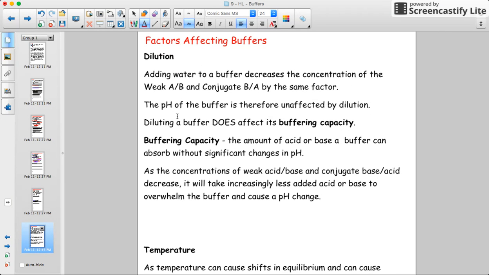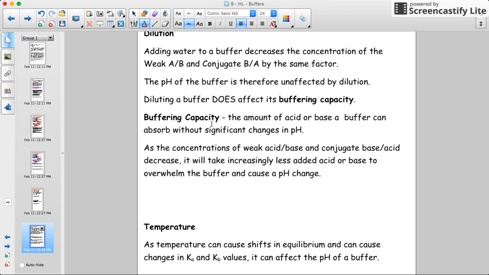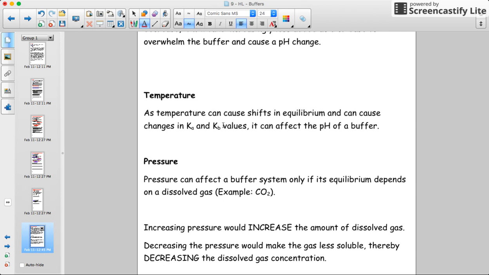Things can affect buffers. If you dilute a buffer, it will actually still maintain around the same pH. It won't affect the pH because you're going to dilute both the weak species and the conjugate species by the same factor. But it will affect the buffering capacity, which is the amount of acid or base that the buffer can neutralize, because you've lowered the concentrations. So when you add acid or base to it, it can't as effectively neutralize it anymore.